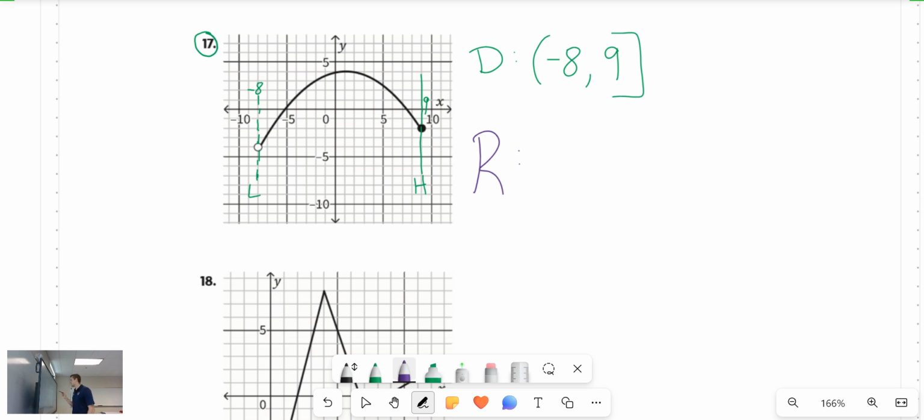Our range is going to be, it looks like this is the lowest point on the whole thing. And it looks like this is the highest point on the whole thing. It's right there. All right, so how high and low are these? Well, this is the low, right? And that looks to be 1, 2, 3, 4 down. So that's -4.